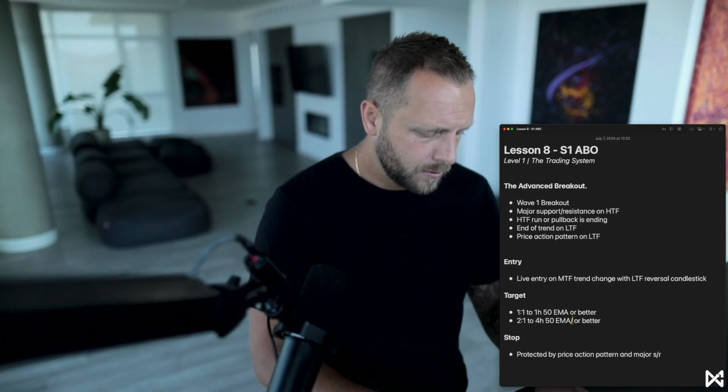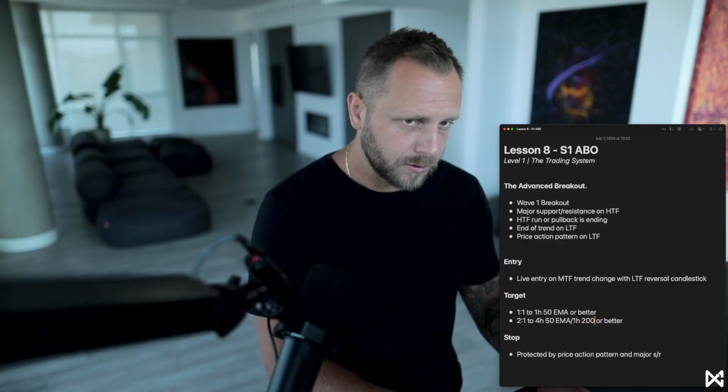You know, target needs to be 1-to-1 to the 1 hour 50 EMA or better, right? So slightly below. And 2-to-1 to the 4 hour 50 EMA or the 1 hour 200, which is roughly the same level, right? Or better. Which I guess we can put the 1 hour 200 EMA in there as well. So that's where our 2-to-1 target needs to be. And the stop needs to be protected by price action pattern and major support and resistance level, right?